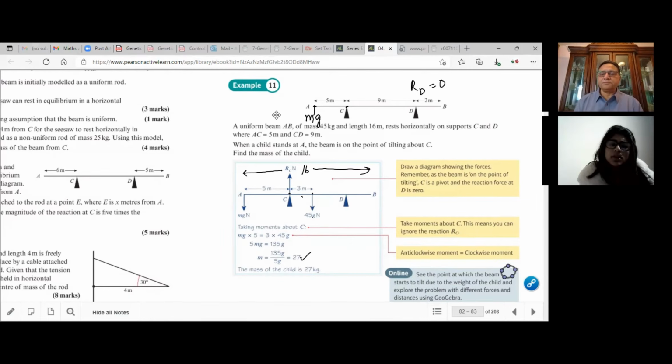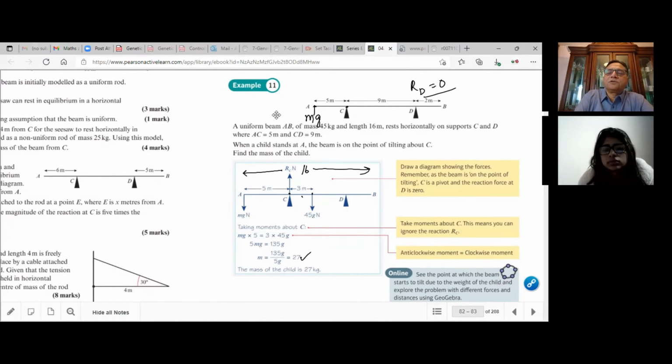But if the anticlockwise and clockwise are equal, then there will be no tilting. No, it's just before tilting. So just before tilting, both are still equal, right? But the important thing is, at this time, the reaction at D is 0. Therefore, when we took moments at C, RD into 9 will not come into the picture because it is 0 times 9. That's the whole idea.